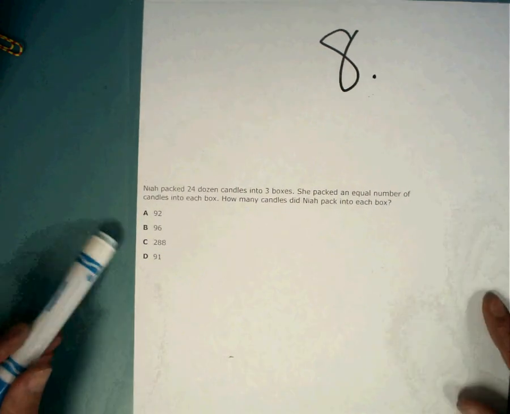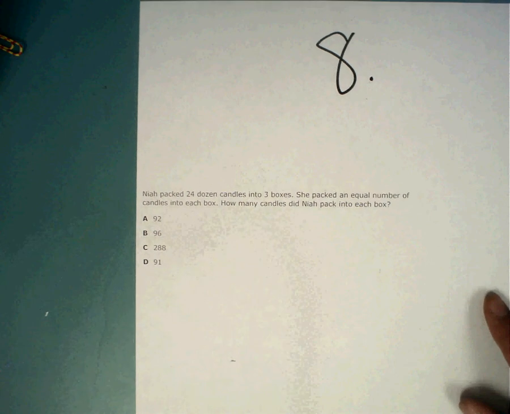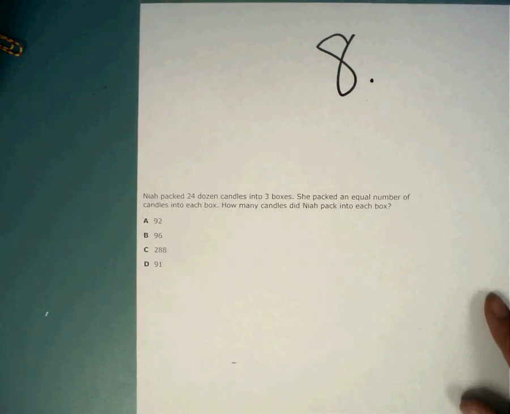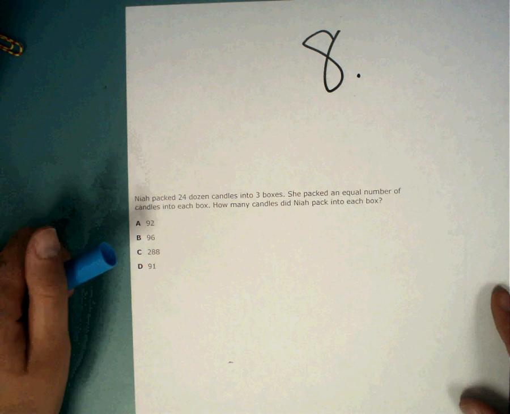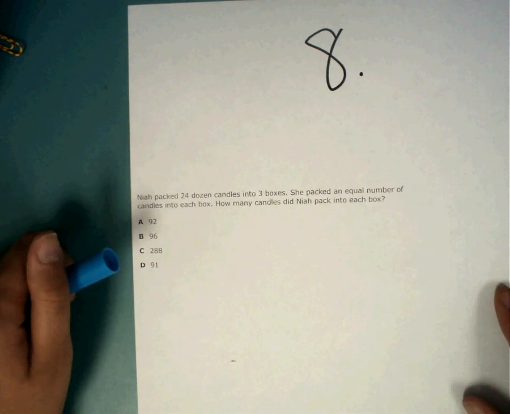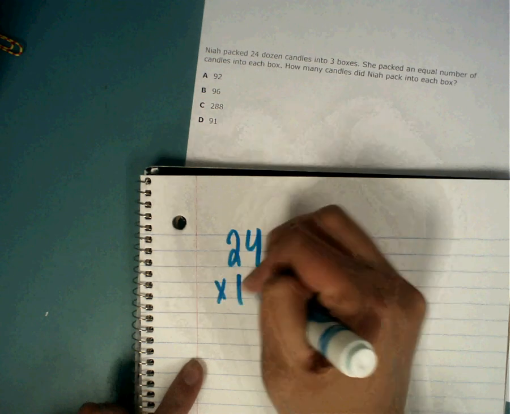Naya packed 24 dozen candles into 3 boxes. She packed an equal number of candles into each box. How many candles did she pack into each box? Guess what? A lot of you are thinking, oh yeah, 24 divided by 3, for sure, it's 8 candles. False. It says 24 dozen, y'all. How many are in a dozen? 12. So it would be 24 times 12 first.